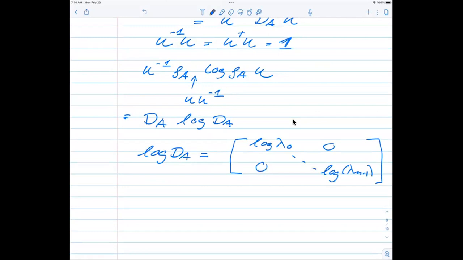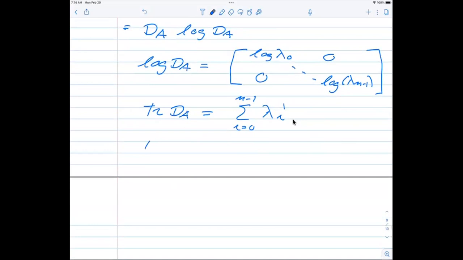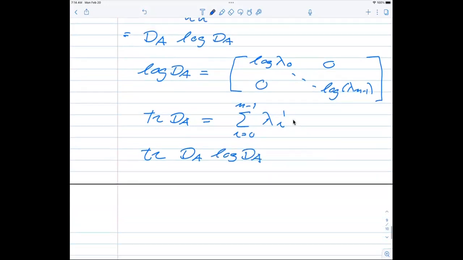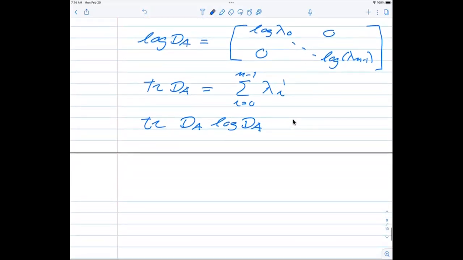So that means again that if I calculate the trace of these matrices, I know that the trace of D of A is the same as the sum over the eigenvalues of the matrix, i equals 0 up to n minus 1 of lambda of A. If I take the trace of the matrix D of A times log D of A, and I'm just stating this result here, you can find it in advanced textbooks on linear algebra, this is simply going to be given by the sum over the eigenvalues lambda i times log of lambda i.